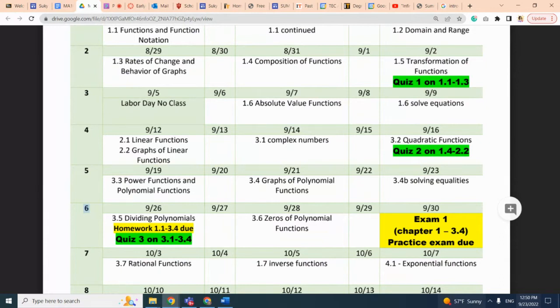Monday is the due date of all your homework assignments, up to 3.4. And we also have a quiz about 3.1 to 3.4. Is that okay, everybody? Are you doing your homework? Don't forget that if you submit your homework, you can see the solution. Remember last time I showed you how to see the solution of your homework? Right, your homework, you can see the solutions.